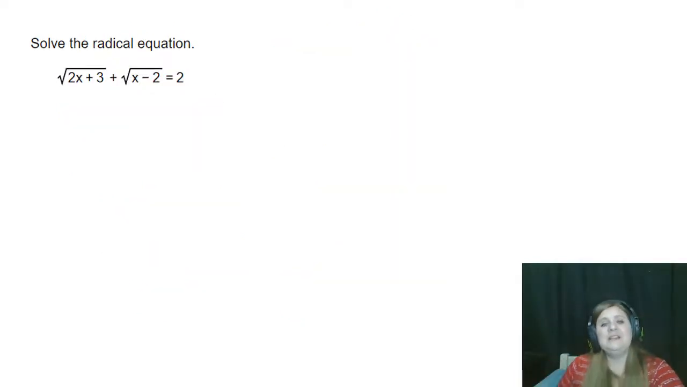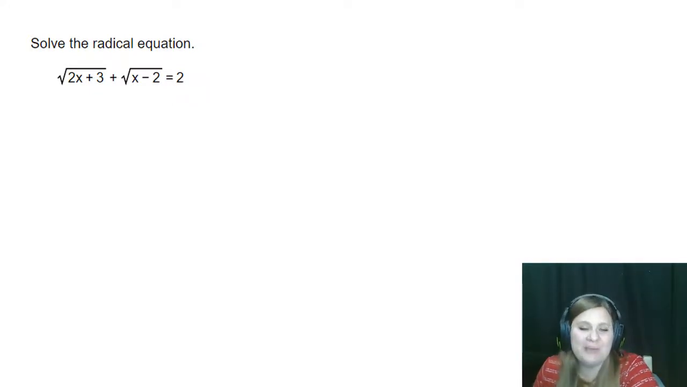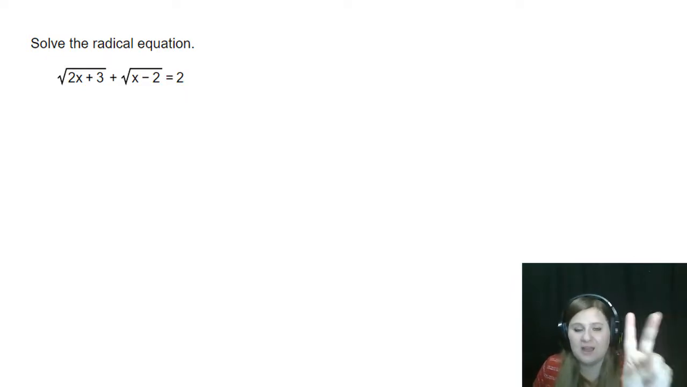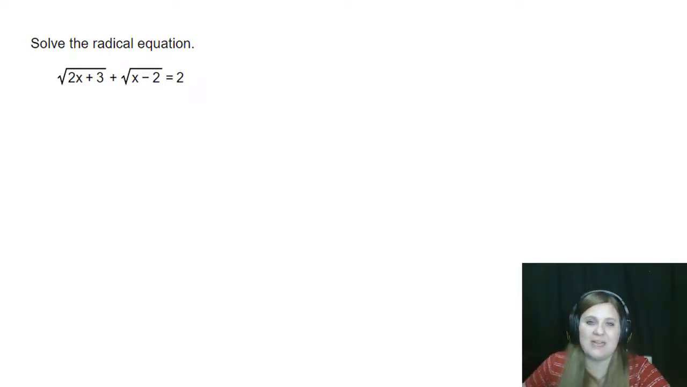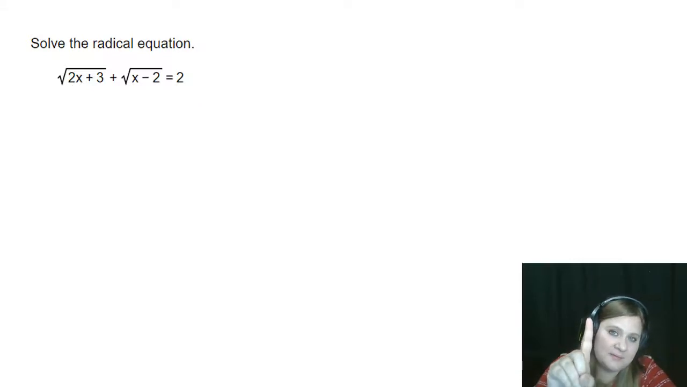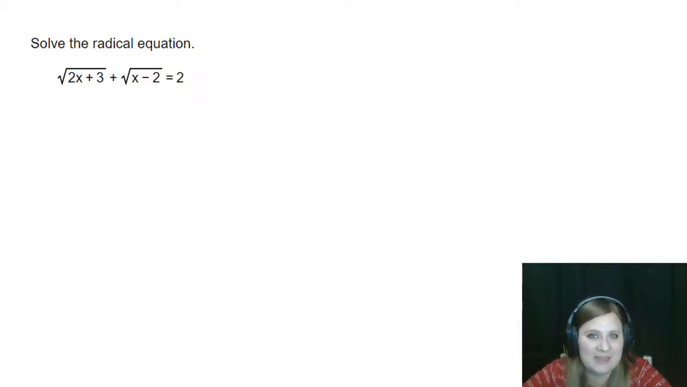Now, this radical equation is one of the ones where you're going to have to repeat the steps. So let me walk through the steps with you real quick. Isolate a square root. Square both sides. Isolate a square root. Square both sides. Solve. Try it.